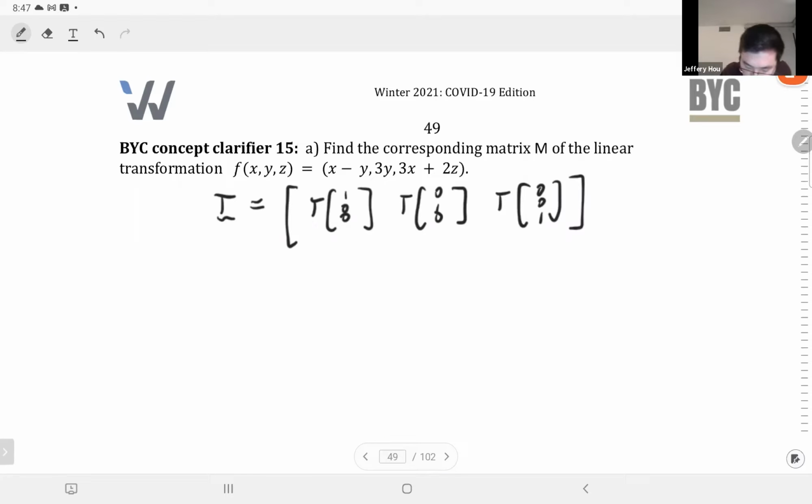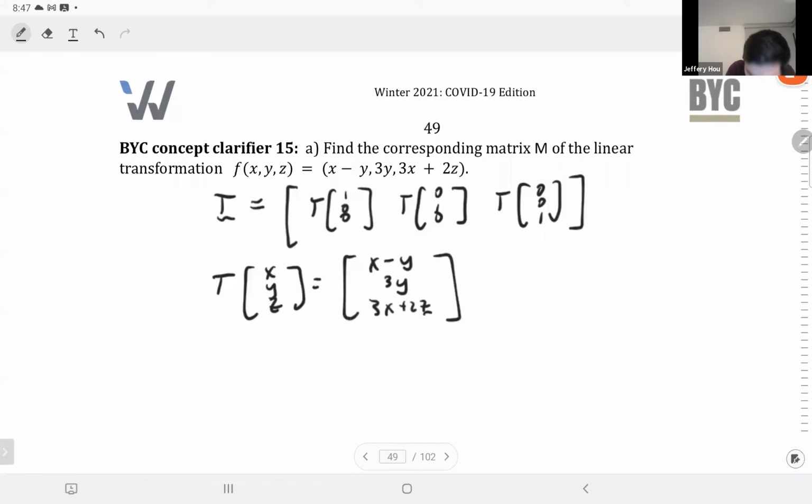Let's write this out. We have T of (X, Y, Z) equals (X minus Y, 3Y, 3X plus 2Z). Let's look at the first one. We're going to substitute in (1, 0, 0): X equals 1, Y equals 0, Z equals 0. So T of (1, 0, 0) equals: X is 1, Y is 0, so 1. Y is 0, so 0. X is 1, Z is 0, so 3.